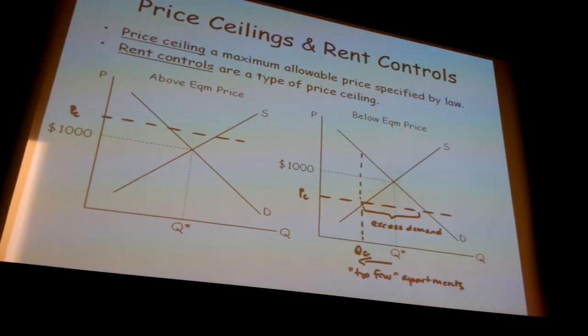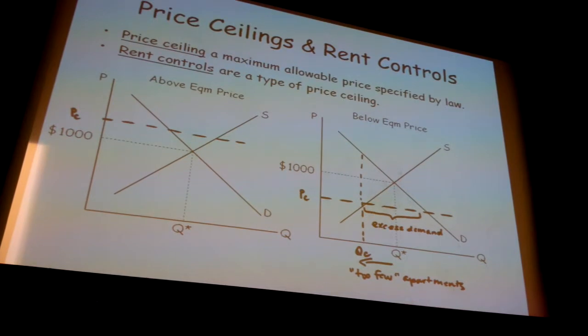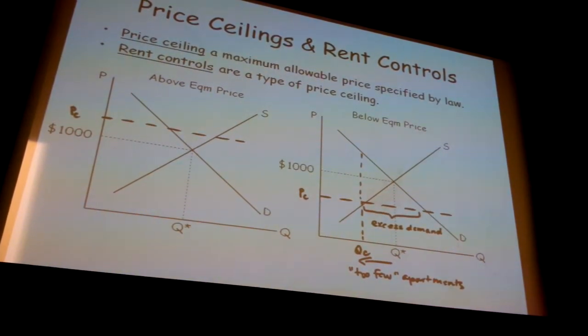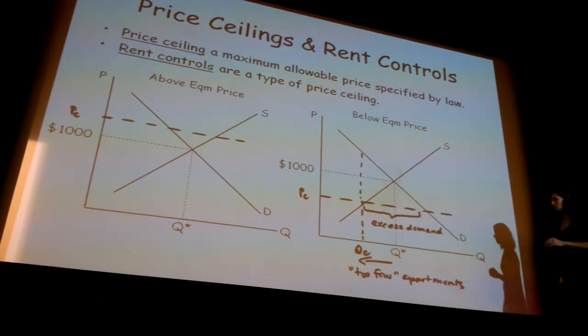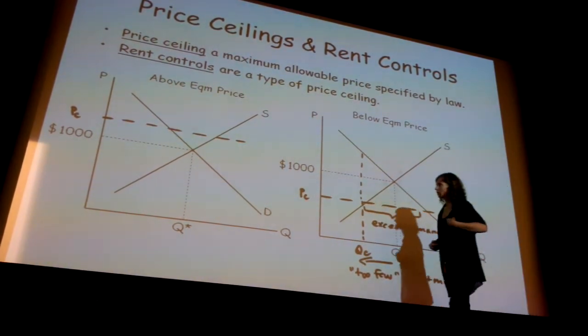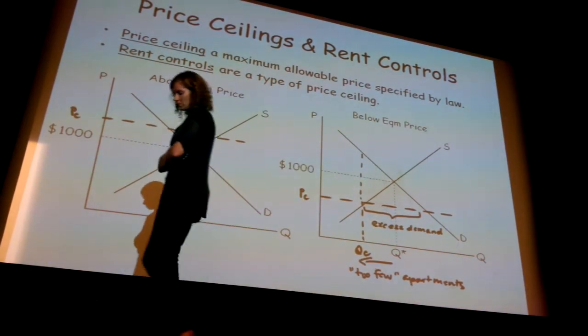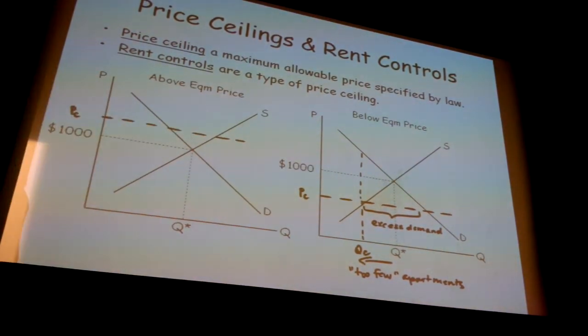Okay. Questions about that? Yeah. So, since there are so many negative implications, why would there even be rent controls when prices will just normalize on their own? Like, why would you rent control knowing that there are these inefficiencies?